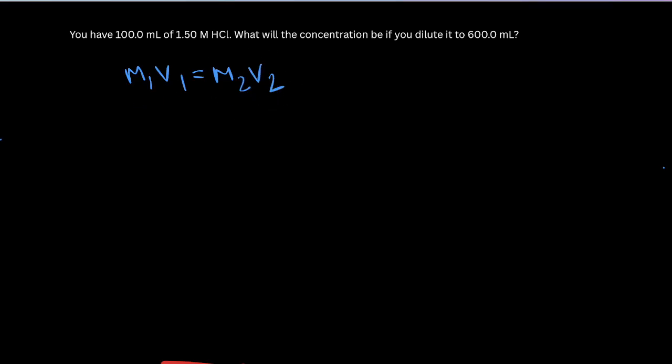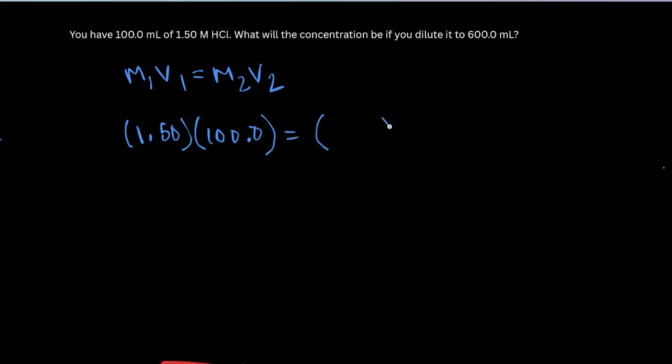Now we identify what was given in context and what we're trying to solve for. We're told we start off with a 100 milliliter, 1.5 molar HCl solution. So we have this already. That will be our M1 and our V1. So our M1 is 1.5 and our V1 is 100.